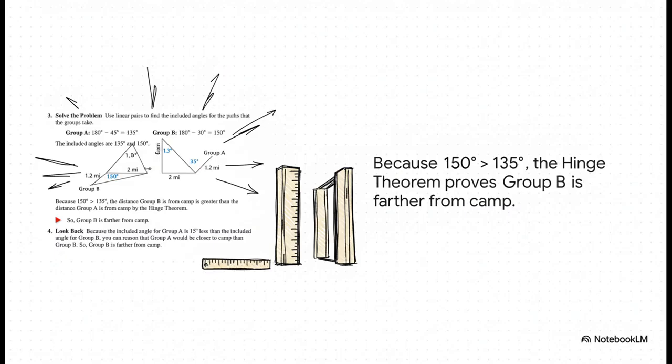And just like that, we have our answer. We've got our 2 triangles with 2 matching sides. We now know Group B's internal angle is 150 degrees, and that's bigger than Group A's 135-degree angle. So the hinge theorem tells us that Group B's third side, which represents their distance from camp, is longer. Group B is farther away.